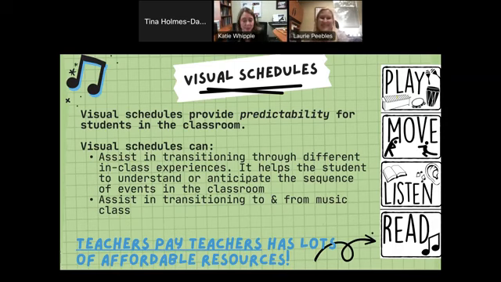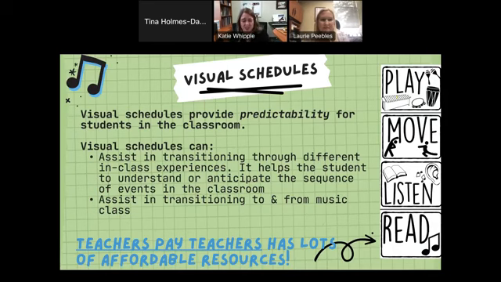So Dr. Peebles mentioned the visual schedules earlier. Again, this can be extremely helpful for our students with autism. They provide predictability. Sometimes it's just the not knowing what's going to happen next that can create a lot of anxiety for our students. So these visual schedules can assist in transitioning essentially from one experience in the class to another experience in the class.